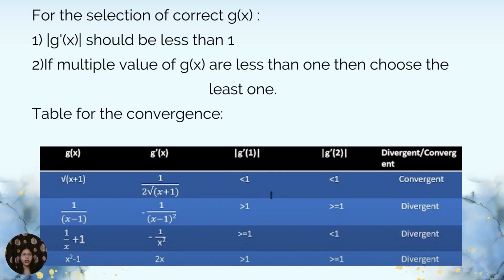For the selection of the correct g of x, mod g dash x should be less than 1, and if multiple values of g of x are less than 1, then choose the least one. The table for the convergence is as follows. After finding the values of g dash x on putting x as 1 and then 2, if we get a value less than 1 for both values of x, then the graph of that g of x is convergent, and for all other conditions the graph will be divergent.